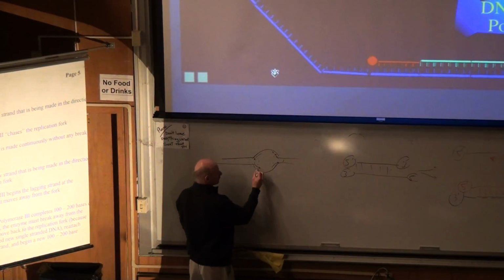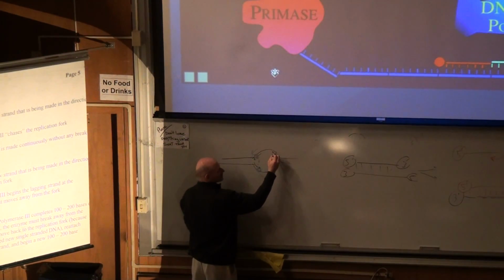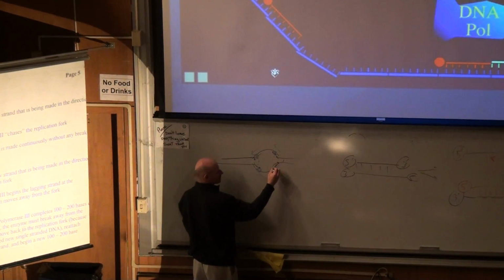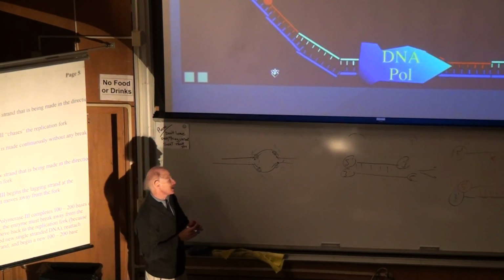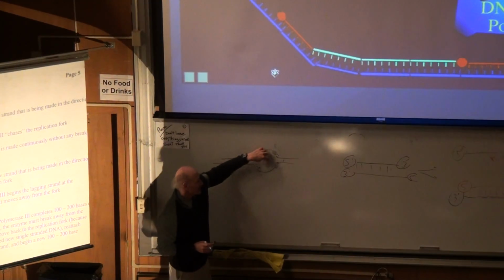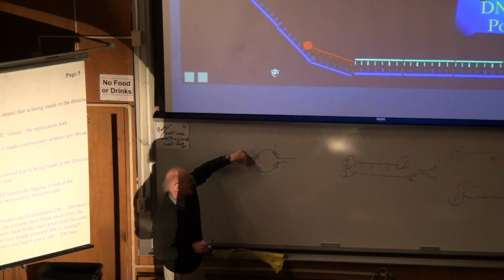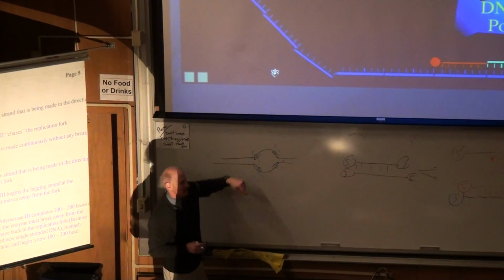There's a DNA polymerase III here moving in this direction. There's a DNA polymerase III here moving in this direction. There's a DNA polymerase III here moving in that direction. And there's a DNA polymerase III there moving in that direction. So I guess you could say in every bubble, in every origin of replication, there are two DNA forks. And at each DNA fork, you have two DNA polymerase IIIs, one working on the leading strand and one working on the lagging strand.